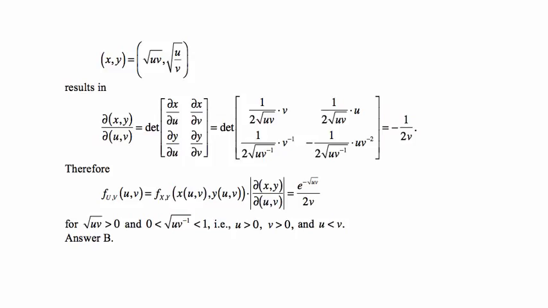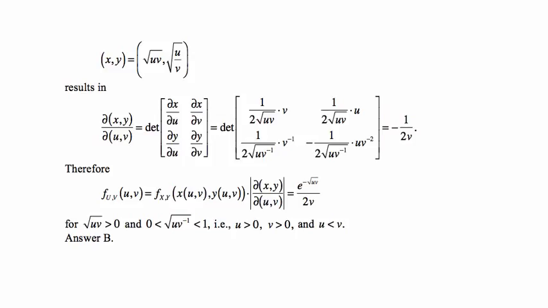What was the original density that we had there? It was e to the minus x times 1. So it's just e to the minus x. And x is equal to square root of uv. So this ends up being e to the minus square root of uv divided by 2v.